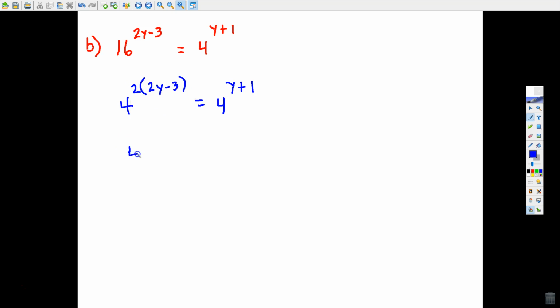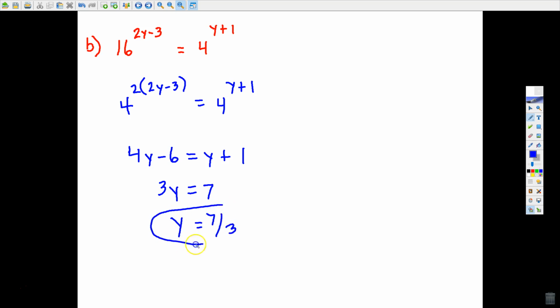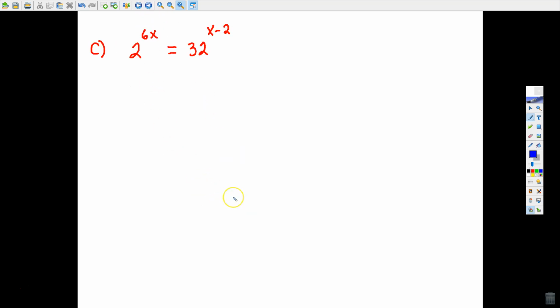This would be 4y minus 6 equals y plus 1. Subtract y from both sides, add 6 to both sides, divide by 3, and our solution for y is 7/3. Any questions so far? None? Okay, very good. Let's try this one.